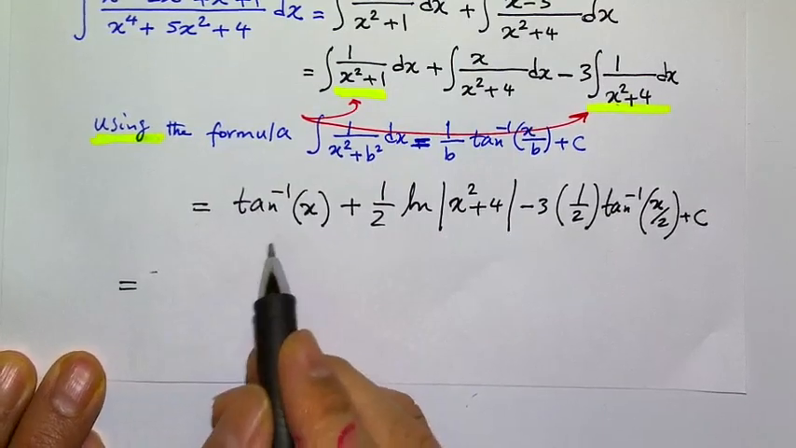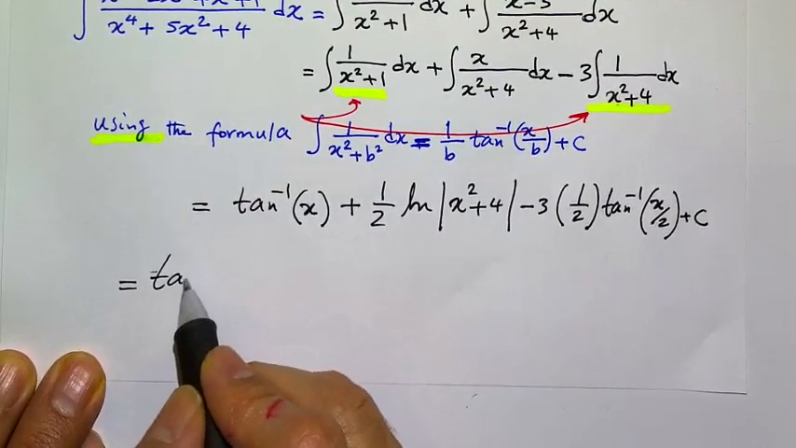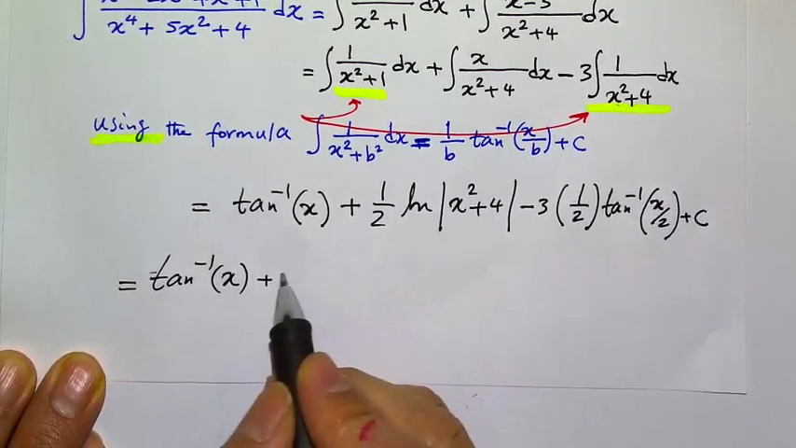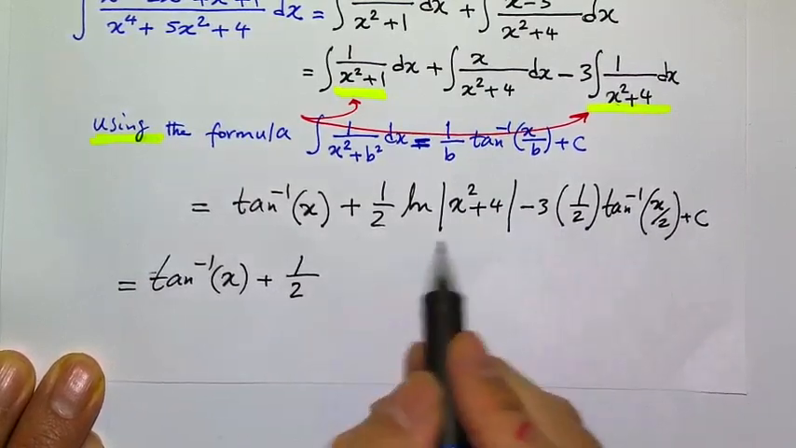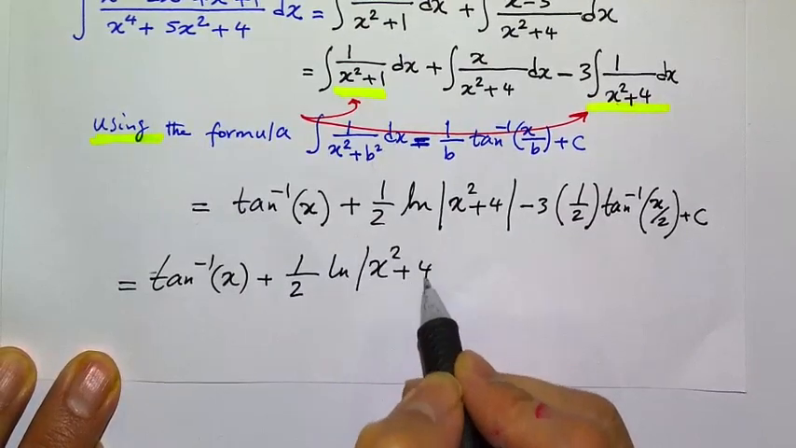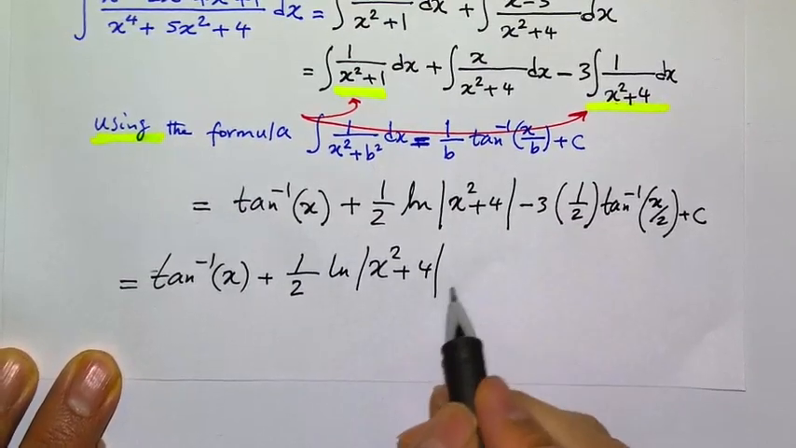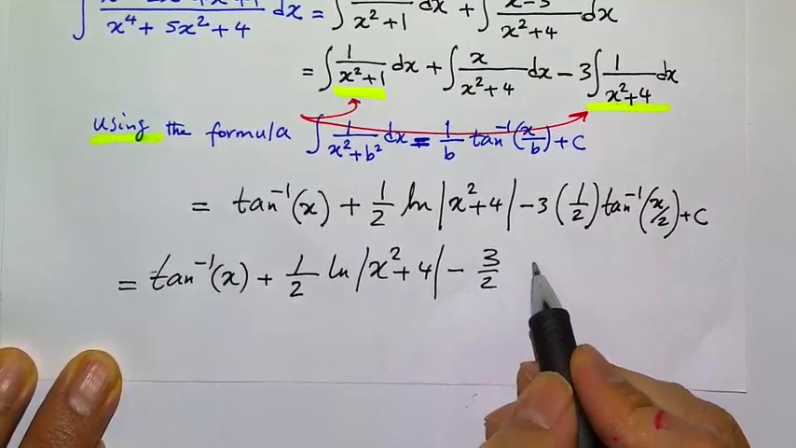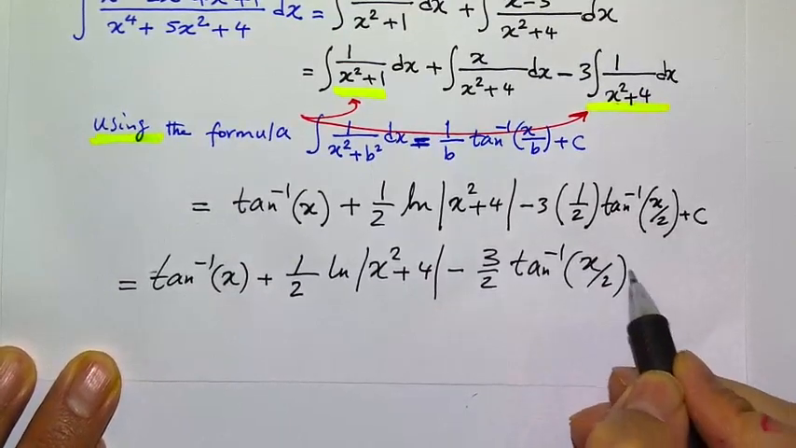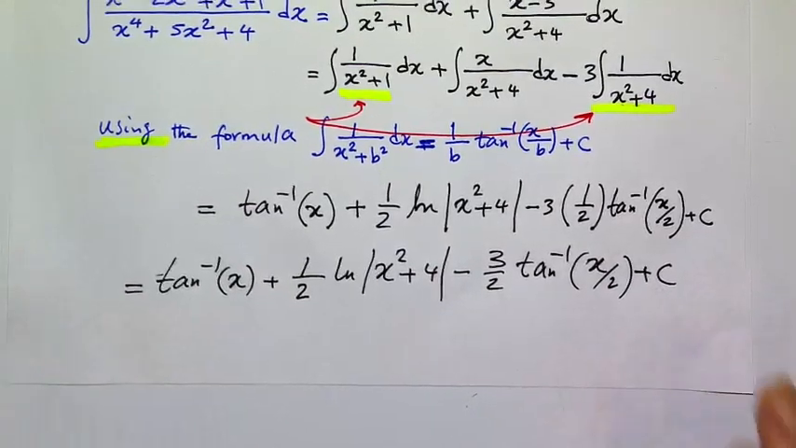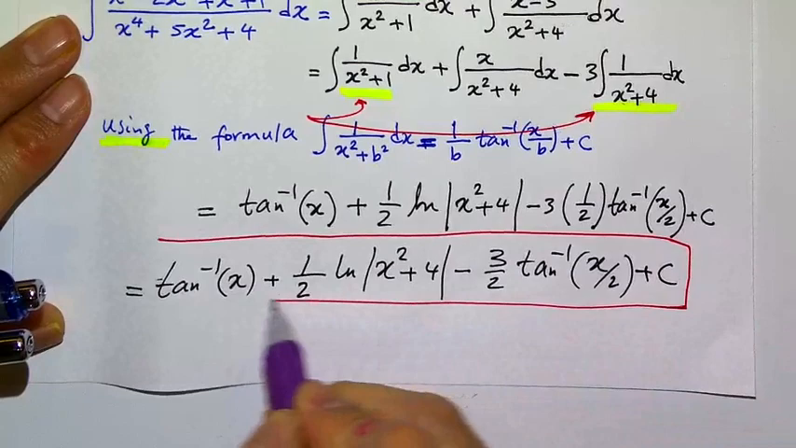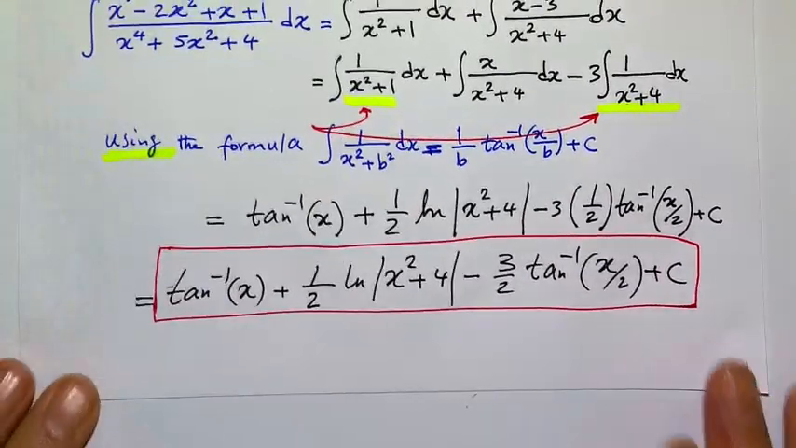So we have inverse tangent of x plus 1/2, mostly I'm going to clean this up. These two are in good shape. 1/2 natural log of x squared plus 4, now minus 3/2, and minus 3/2 times inverse tangent of x over 2 plus c. Okay, so this would be the final result.